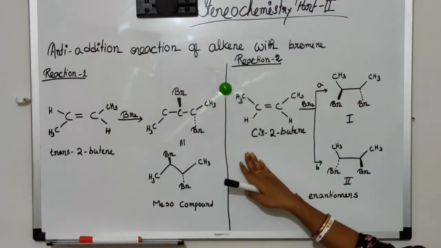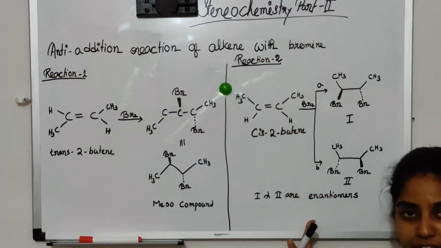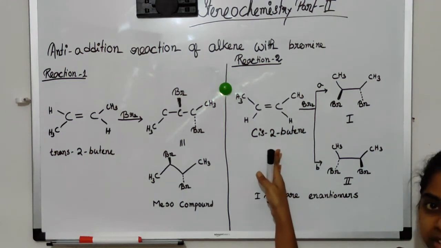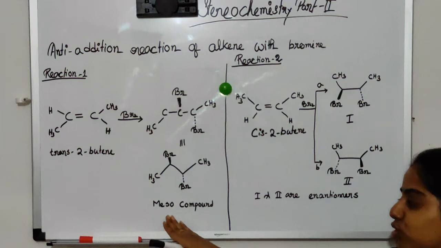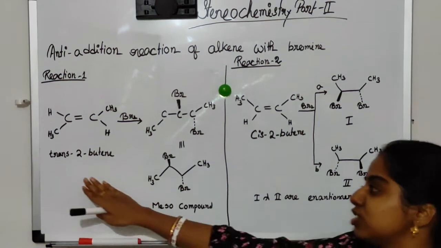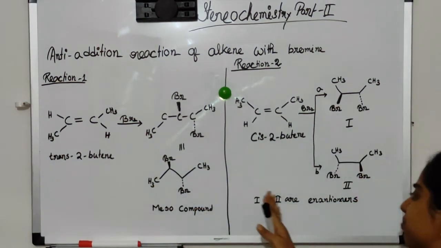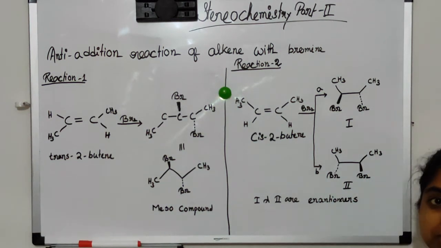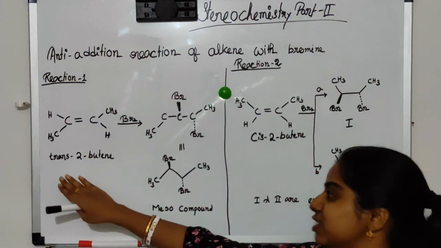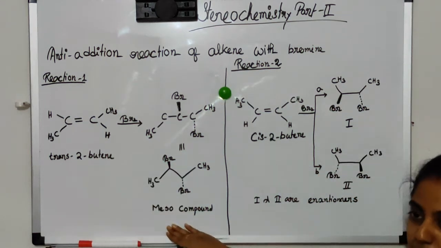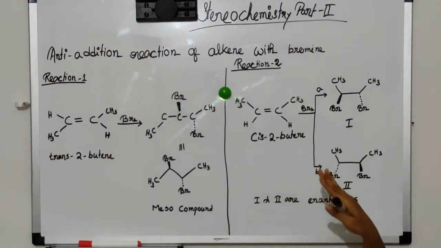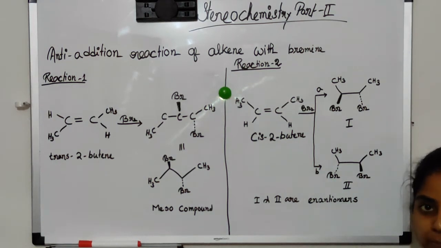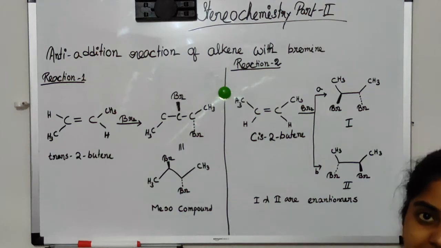So this outcome is specific for a particular reaction, right? Cis 2-butene never gives a meso compound as product, and trans 2-butene never gives enantiomers. So these products are specific for specific reactants. Trans 2-butene is specific for the meso compound, and cis 2-butene is specific for enantiomers. So this is an example of a stereospecific reaction.